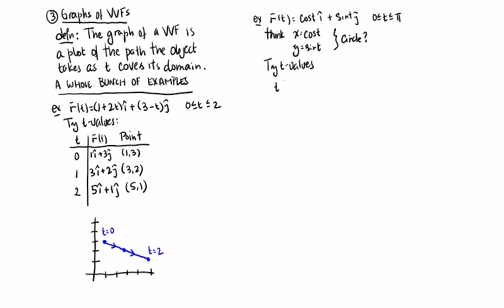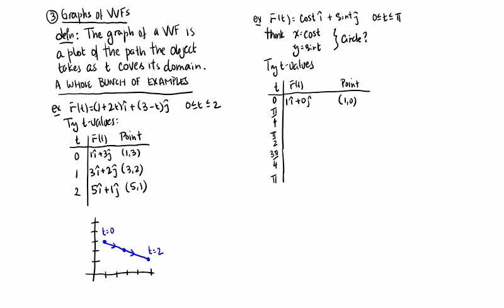So let's do, say, 0, pi over 4, pi over 2, 3 pi over 4, and pi. There's no harm in doing a bunch. So we'll do r of t, and we'll do a point. Plug in 0, so cosine of 0 is 1, sine of 0 is 0. So we're at 1, 0.